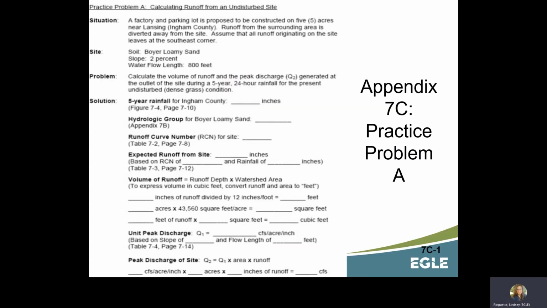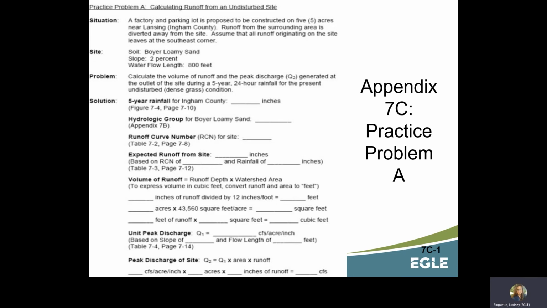Please refer to Appendix 7C, Practice Problem A, Calculating Runoff from an Undisturbed Site. You may want to remove this page from your training manual, as you will need to refer back and forth to the tables we discussed earlier to fill in the blanks. This general format will be used on the exam, along with all necessary tables and figures to complete the calculations. Please note that for each part of the problem, the specific table or appendix is listed so that you know where to look for that information. Allow me to set up the situation.